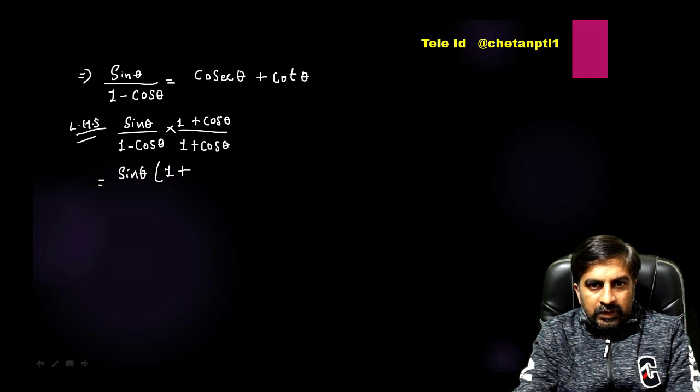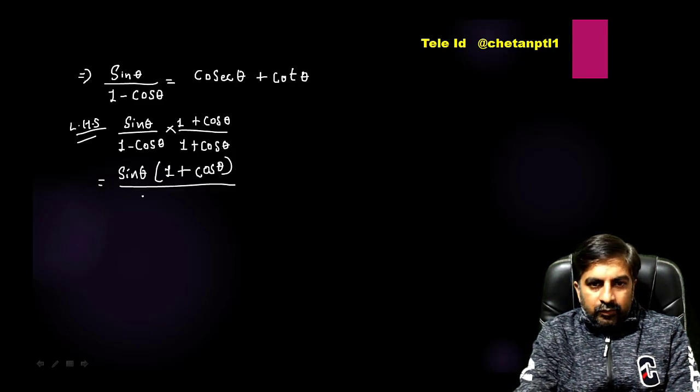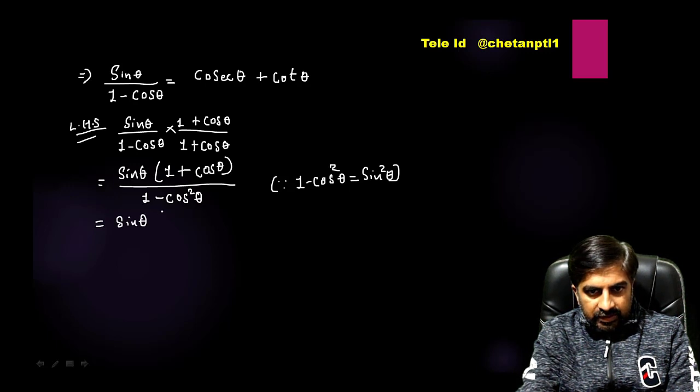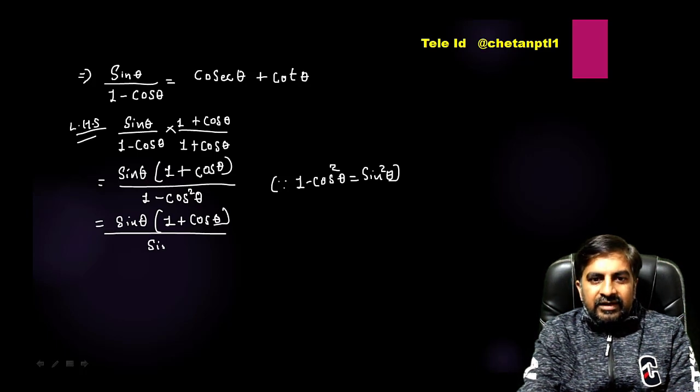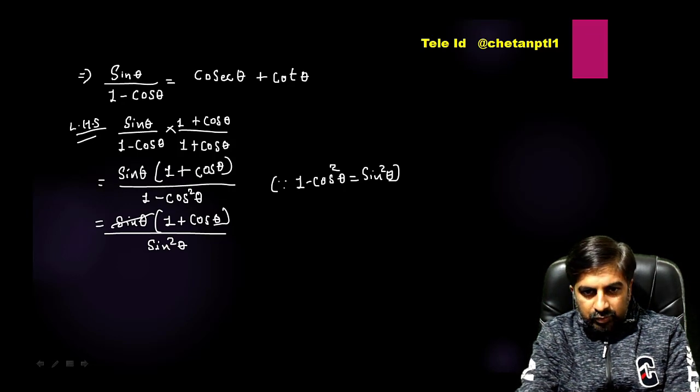First multiply, so sine theta into 1 plus cos theta, and in the denominator I will get 1 minus cos theta into 1 plus cos theta, that will be by the identity (a minus b) into (a plus b), a square minus b square. And now by identity we know 1 minus cos square theta is equal to sine square theta. So I am going to put sine square theta here: sine theta into bracket 1 plus cos theta by sine square theta. Now easily we can cancel this sine. That's why I was not multiplying with this, because I want to cancel.